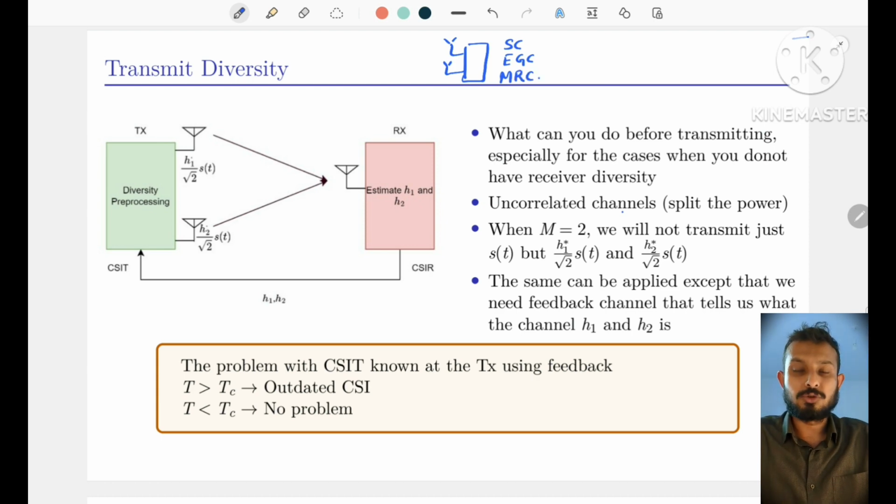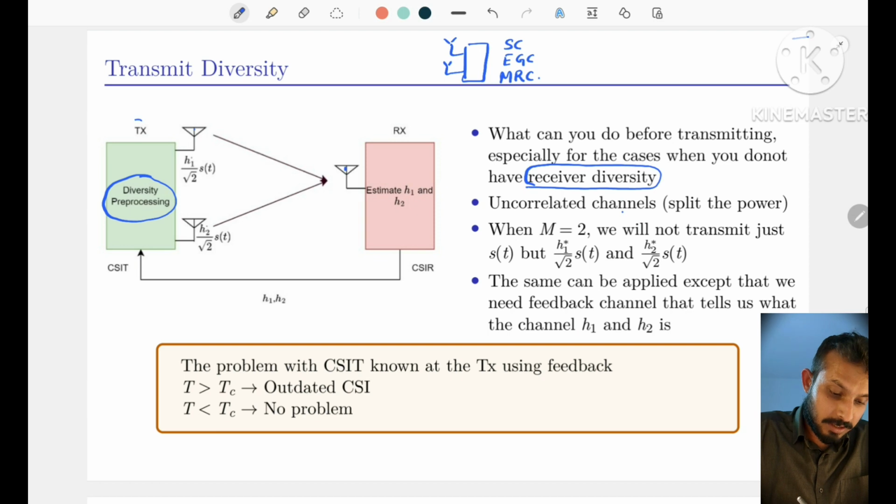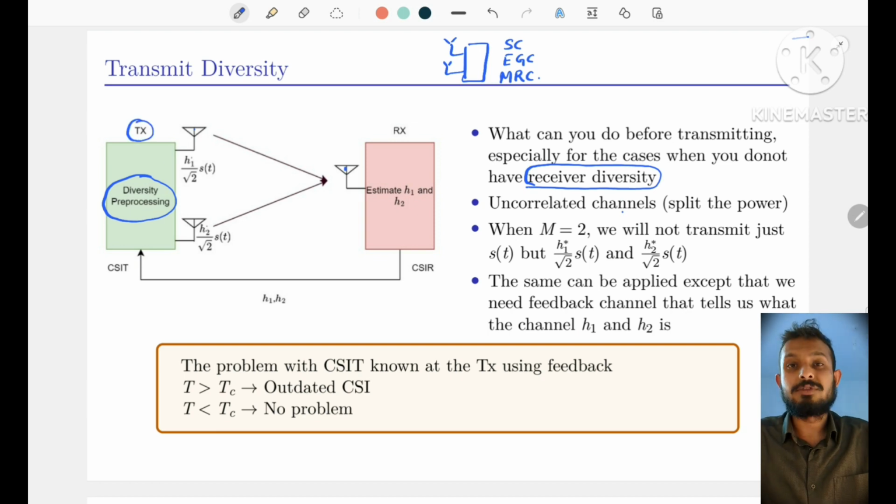So now we need to look at what happens if we do not have receiver diversity, so we need to do something to the signal before sending it from the transmitter. That means when you have multiple antennas at the transmitter and the receiver, you only have a single antenna, but still you want to gain benefit from the diversity. That kind of diversity is known as transmit diversity. So that means you are doing some diversity pre-processing at the transmitter before the signals leave the transmitter side.